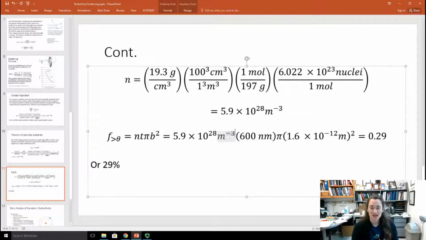All right? Now note that this doesn't take into account the finite area of the detector and over exactly what angle. It just shows how many would be scattered at 1 degree or more. And given that, 29% really isn't very much.